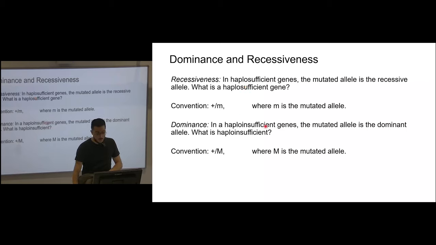In haploinsufficient genes, so this is a gene where you need both healthy copies to make a healthy phenotype for many reasons, including not enough amount of protein produced by only one healthy allele, and so you need both of them to make the good amount of protein. Then in that case, the mutated allele is dominant to the healthy allele. Does that make sense? Easy? Okay. A good example of a haploinsufficient gene is, actually I'll show that a bit later with the recessive lethal and all that stuff, okay?